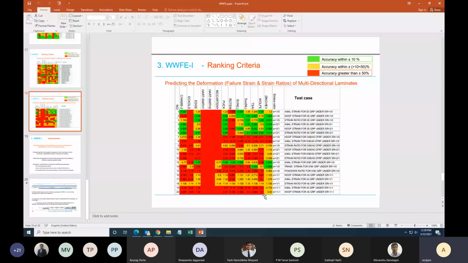It might become a mix of green and orange. The red might have been eliminated, but still, yeah, it is not all the failure criteria. Any one failure criteria for all the loading types in green color, we don't have that yet.